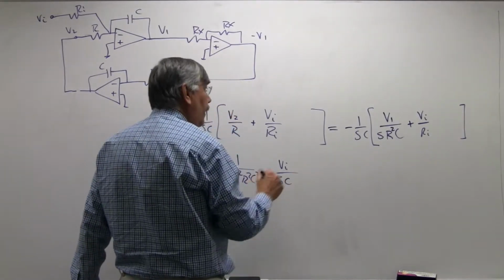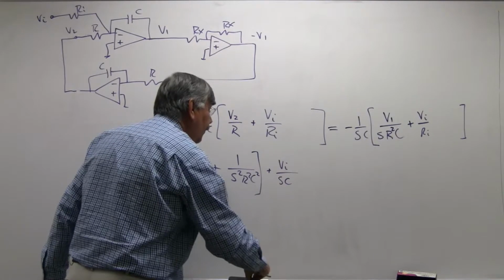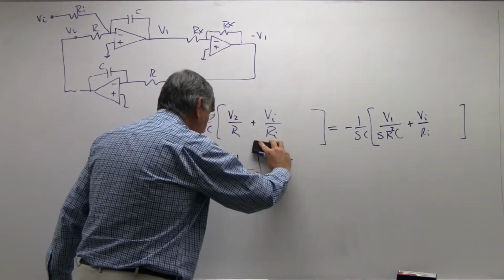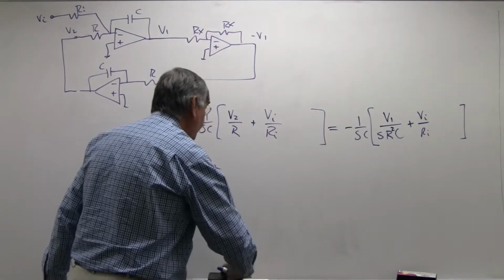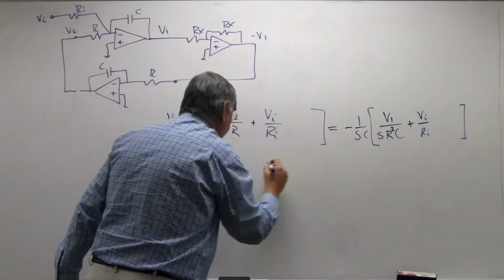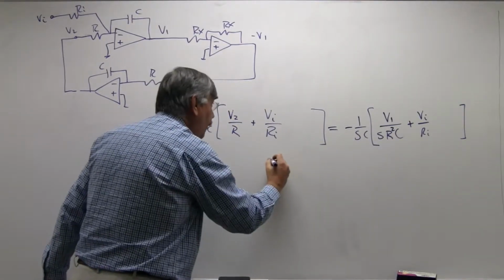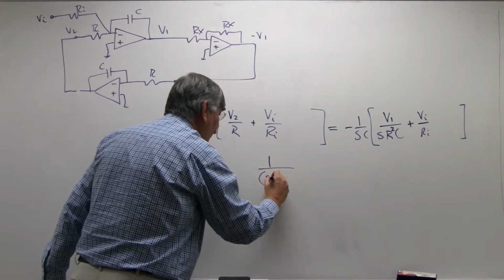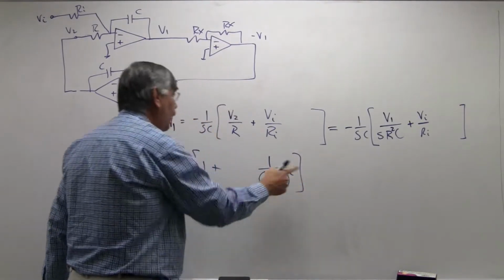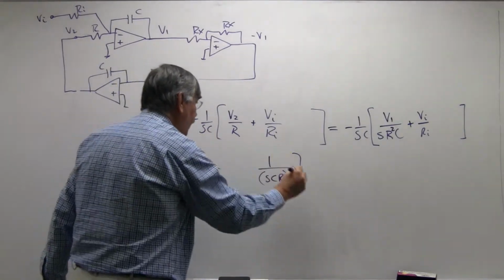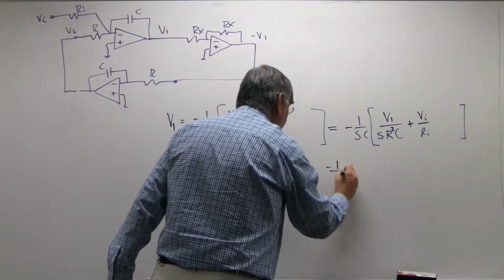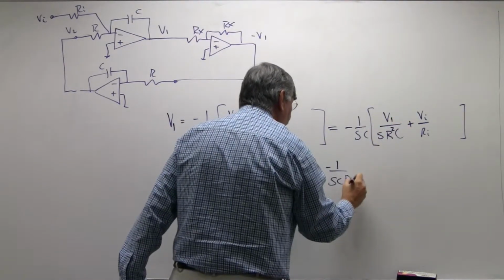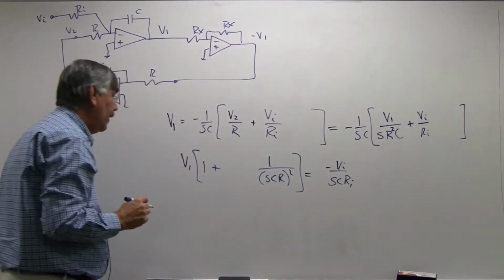Whoops. V1 is still on the right-hand side. All right, so let's go back to the right-hand side. So this is the only stuff currently on the left-hand side. And so that's going to be, we brought this over, I've got V1 times 1 plus 1 over, and I think we've seen this enough, we know that it's SCR, the whole thing squared. All right, so that's my left-hand side. And what's left is on the right-hand side, minus 1 over SCR times V sub I over R sub I. I think I'm finally there.